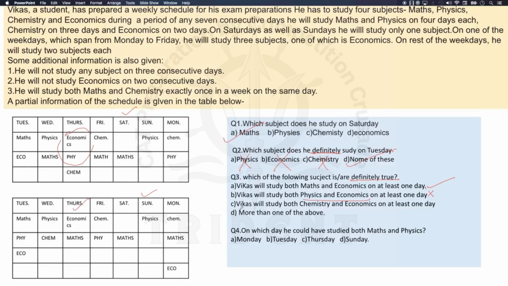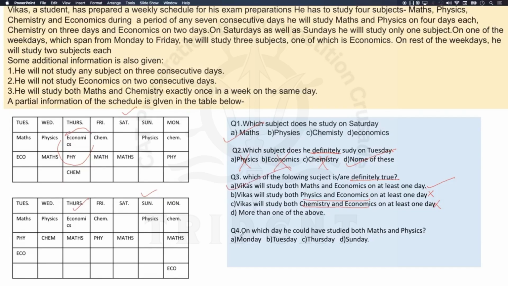Now let's look into the third option. Vikas will study both chemistry and economics on at least one day. Chemistry and economics on at least one day. Okay. So let's see if chemistry and economics is possible somewhere in the first table. No, it's not possible. So this option is gone. So only the option which is correct is the first option.